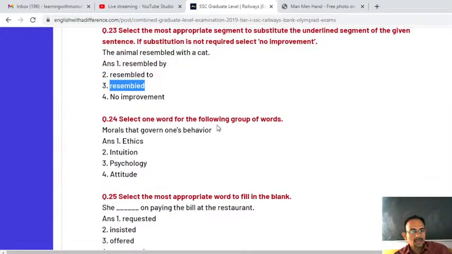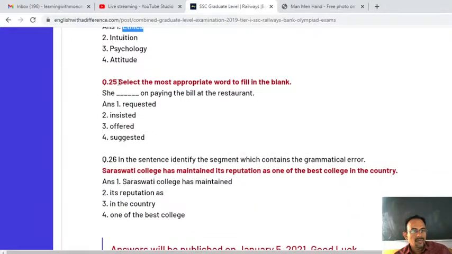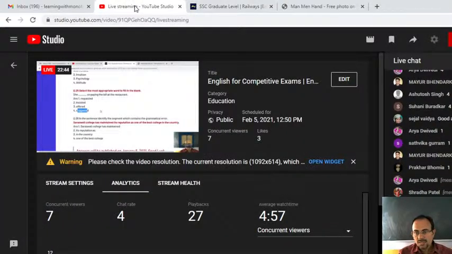Then select one word for the following group of words. Models that govern one's behavior is ethics. It should be ethics, right? And 25, she dash on paying the bill at the restaurant. She requested on paying, insisted on paying, offered on paying, suggested on paying. Tell me, which one do you think should be the correct answer? She dashed on paying the bill at the restaurant. So, dear students, always remember that insisted is followed by on. So, she insisted on paying the bill. Very good, Sadvika. Correct.